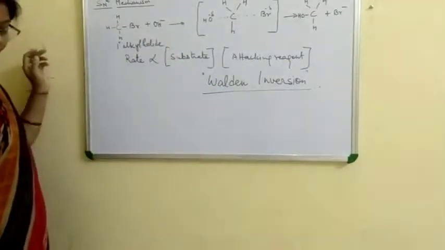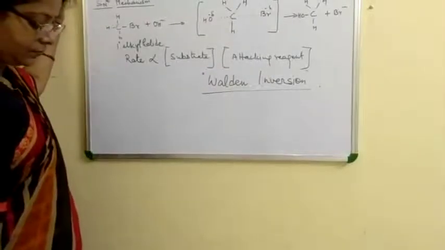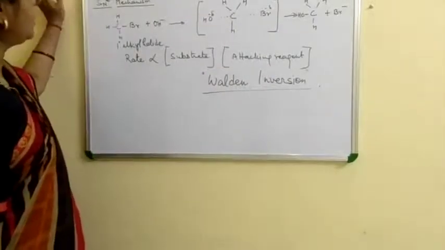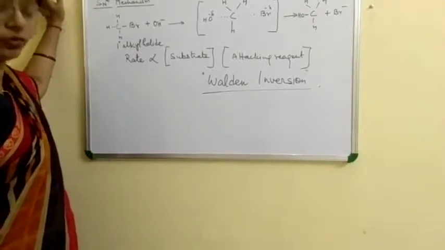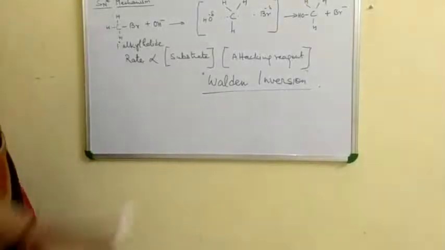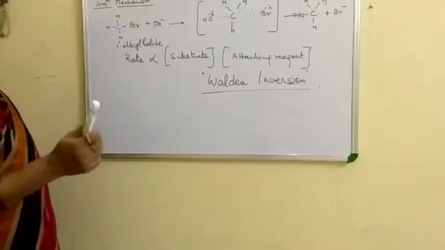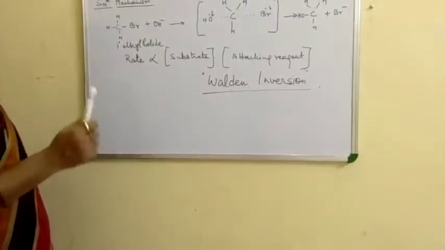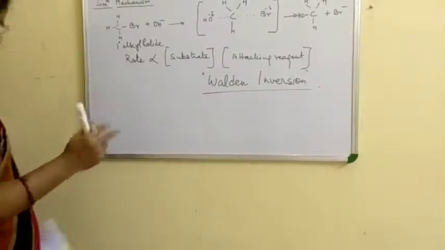Next, the SN1 reaction is a unimolecular reaction. Molecularity or order of the reaction is 1. The SN2 reaction is a bimolecular reaction. Order of the reaction is 2. The rate of the reaction depends upon two things, substrate and attacking reagent.